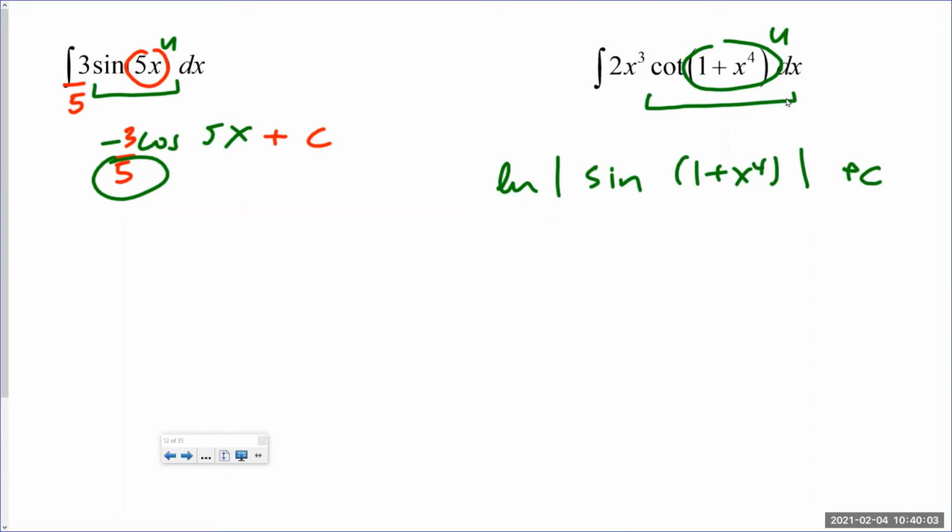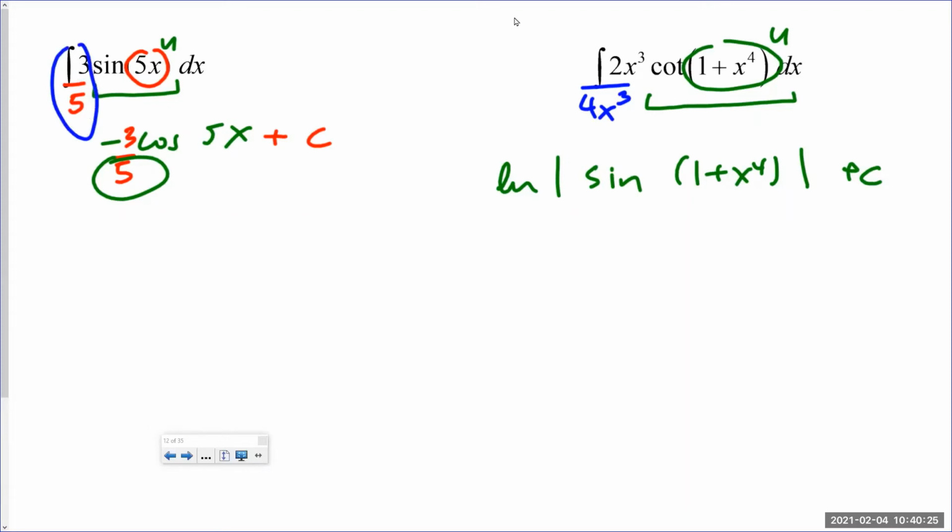Now what you have to do, this is what students forget: you have to divide by the derivative of your u. So what's the derivative of 1 plus x to the 4? 4x to the third. Now, just like in u substitution, your x's must cancel out using real algebra. Over here, do you see my x's canceled out? I didn't really have to worry about it.